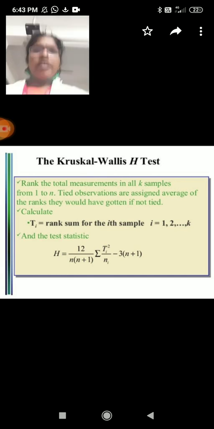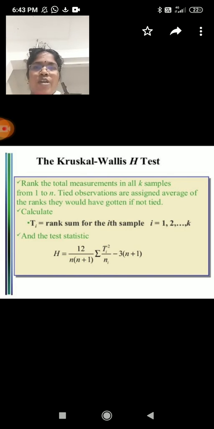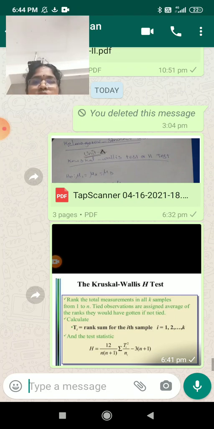The formula is H equal to 12 divided by n into n plus 1, into summation TA squared by ni, minus 3 into n plus 1. Here we have to apply the formula for the Kruskal-Wallis test based on the problems.